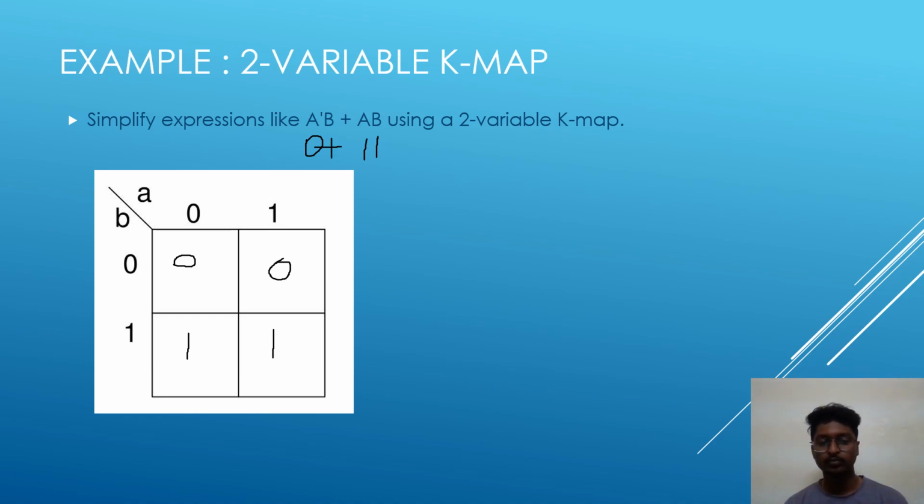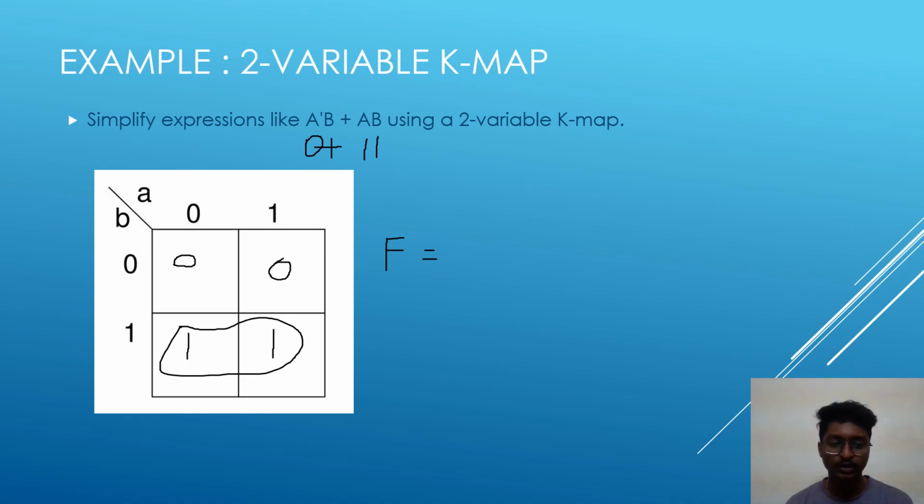Now we have to group the prime implicants whose values are 1. We have to group them in such a way that they are in powers of 2, that is 2, 4 and 8. We have learned this rule previously in this video itself. So we are grouping this in a group of 2. We are taking this equation as f.